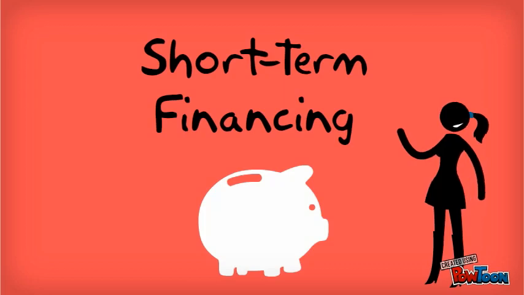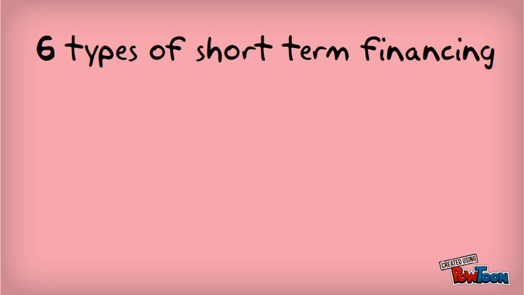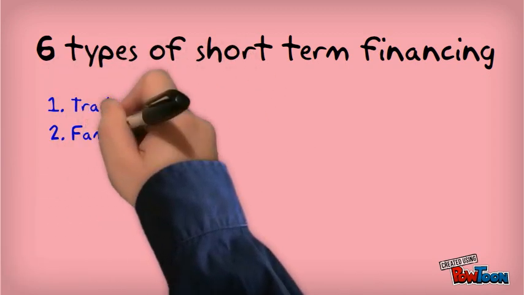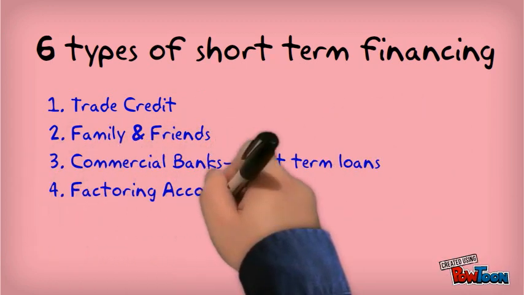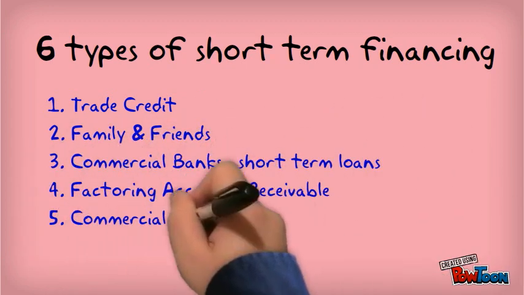Hi class, today we're going to talk about short-term financing. There are 6 main types of financing that we'll consider, including trade credit, family and friends, commercial banks and short-term loans, factoring accounts receivable, commercial paper, and credit cards.